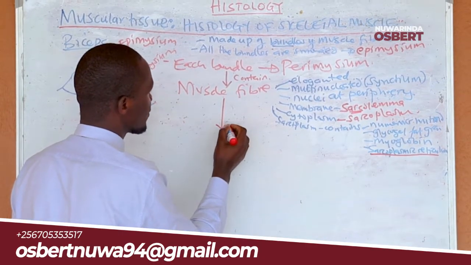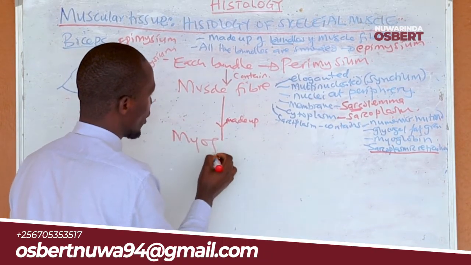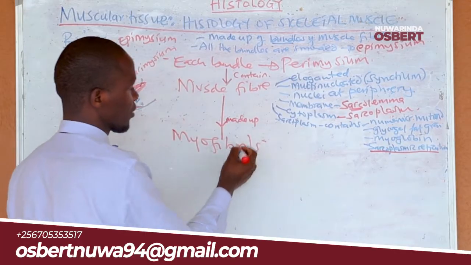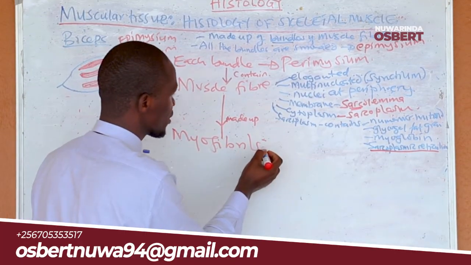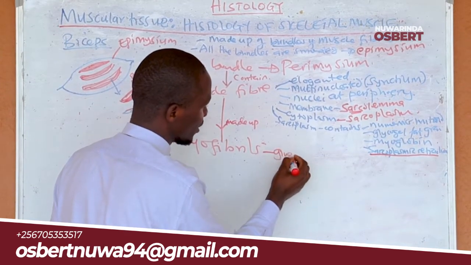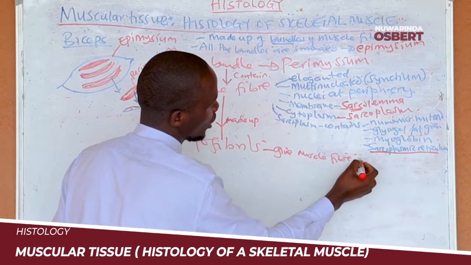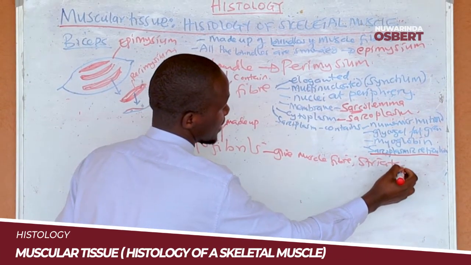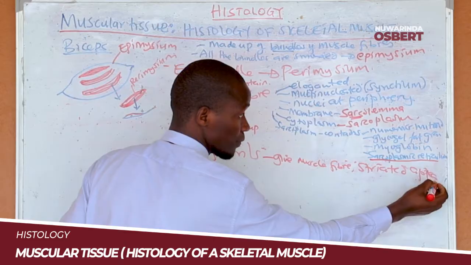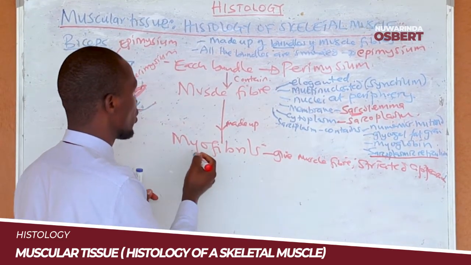Each muscle fiber is made up of structures which you call myofibrils. Something special about the myofibrils is that they give a muscle fiber an appearance which you call a striated appearance. So the striated appearance is because of the presence of what we call myofibrils.